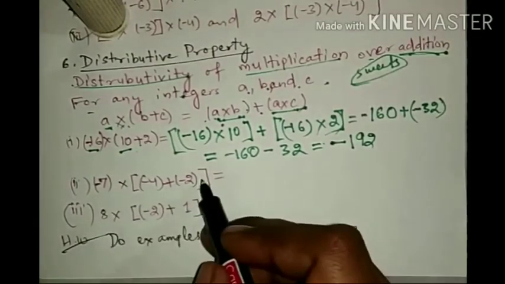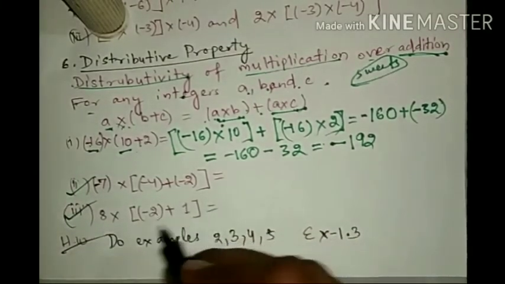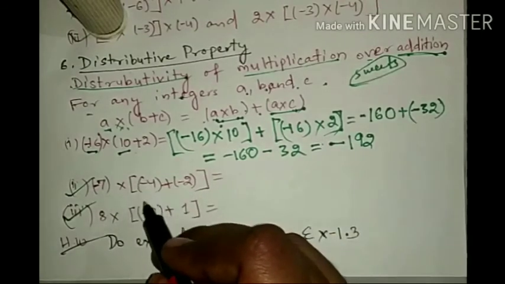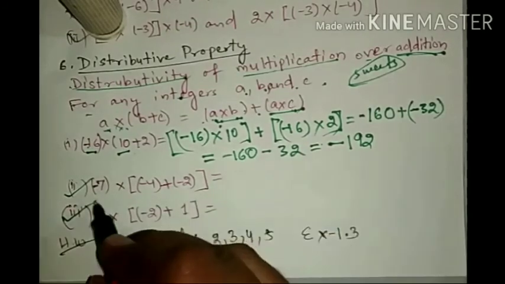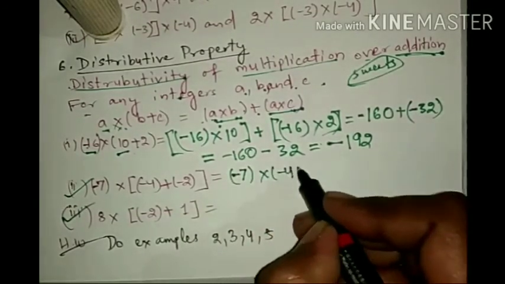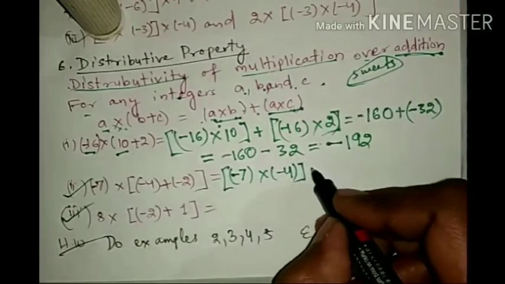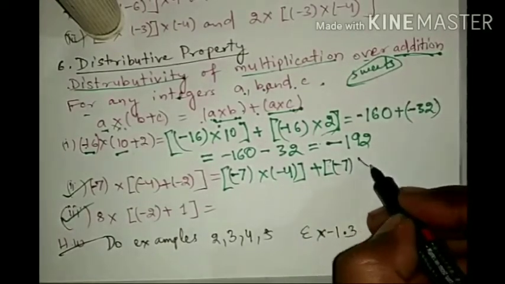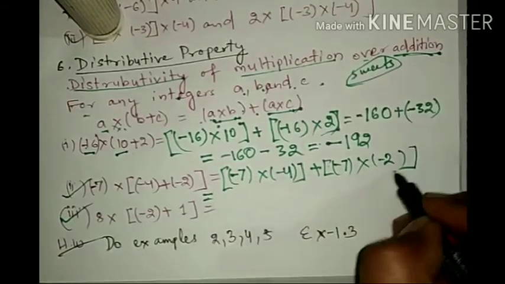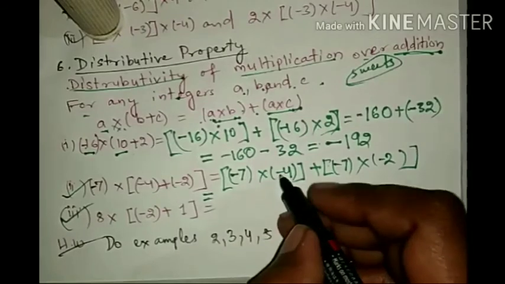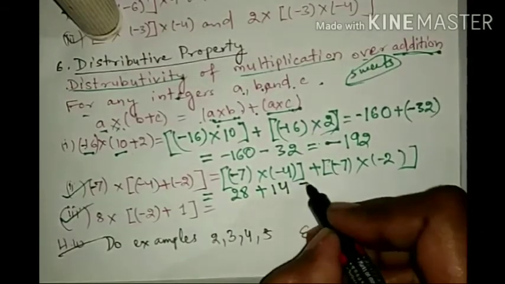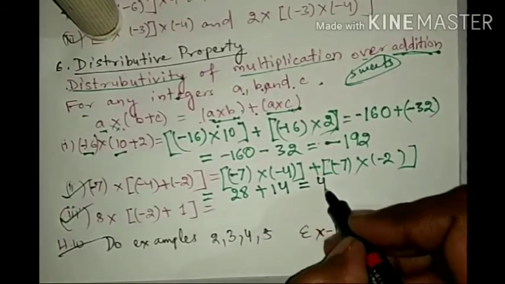So like that, you can do all the other two. So I can do this third one, second one. See, again the second one, minus 7 into (minus 4 plus minus 2). So we'll distribute minus 7 over minus 4 and minus 2. So minus 7 into minus 4, first multiply the first number, put plus, then multiply minus 7 into the second number, minus 2. So what will you get? Minus 7 into minus 4, both are minus, so the answer will be positive, 7 fours are 28, plus, both are negative, so it will be positive, 7 twos are 14. Then the answer is 42.